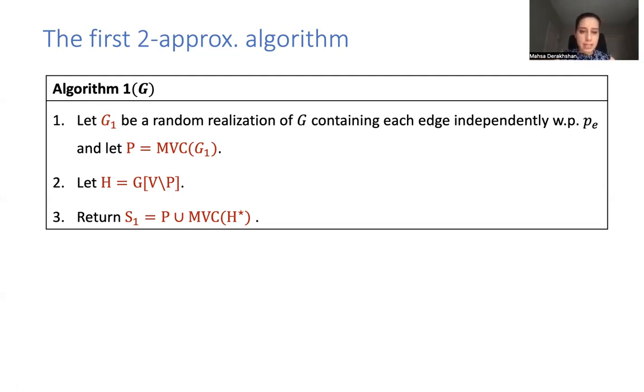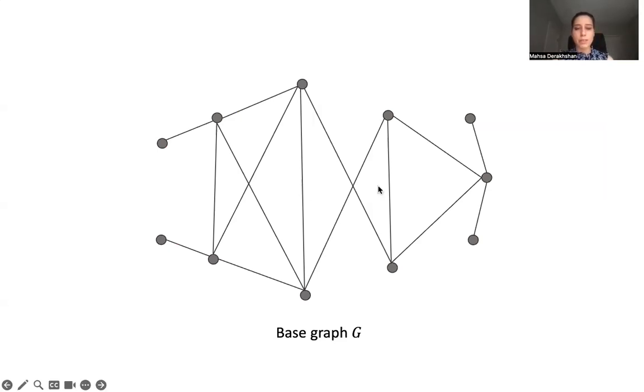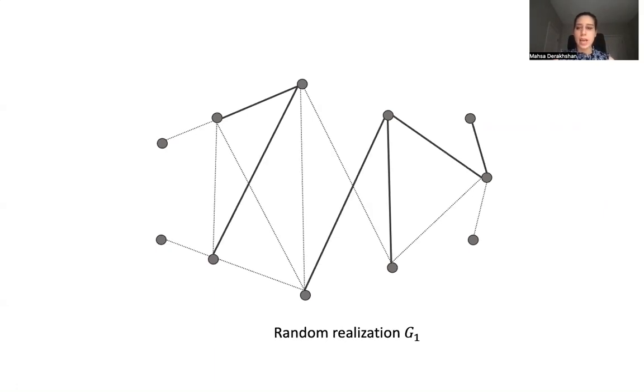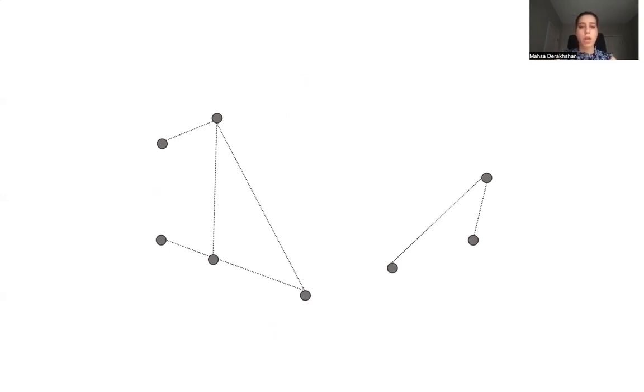Okay, now let's see how this algorithm works for this graph. The first step is to take our random realization, the random graph G1. Let's say after we realize each edge independently with their probability, this is how G1 looks. The second step is to take a minimum vertex cover of G1 and commit all those vertices to the minimum vertex cover. These will be in the minimum vertex cover, so we don't have to query any of the edges connected to these. So we remove those edges, and these are the remaining ones.